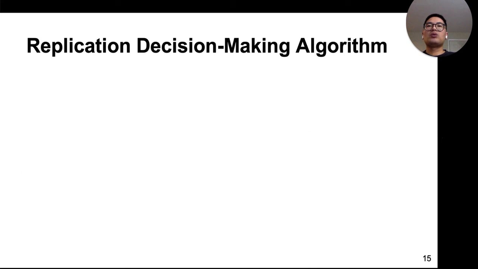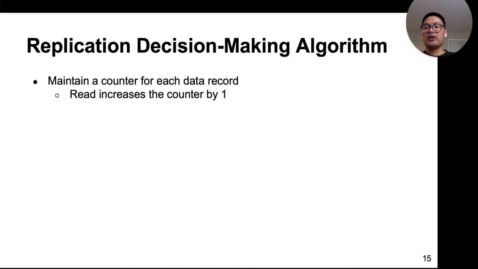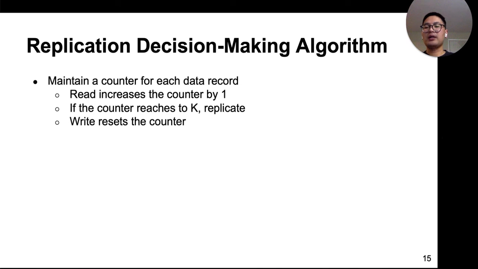We propose a novel decision-making algorithm for the decision maker. The algorithm works as follows. We maintain a counter for each data record, and a read will increase the counter by 1. If the counter reaches a threshold K, we will replicate, and a write will reset the counter.